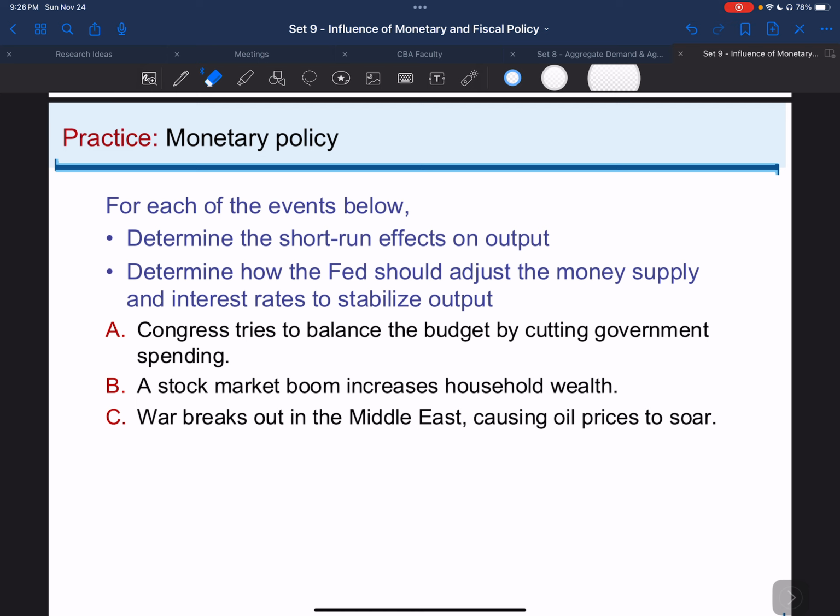Okay, so assuming that you paused and you are continuing the recording, for each of the events below, determine the short-run effects on output, determine how the Fed should adjust the money supply and interest rates to stabilize output, and let's look at each scenario to determine each of these. Okay, looking at the short run effects and how the Fed should adjust the money supply and interest rates to stabilize the output. Let's assume that Congress tries to balance the budget by cutting government spending.